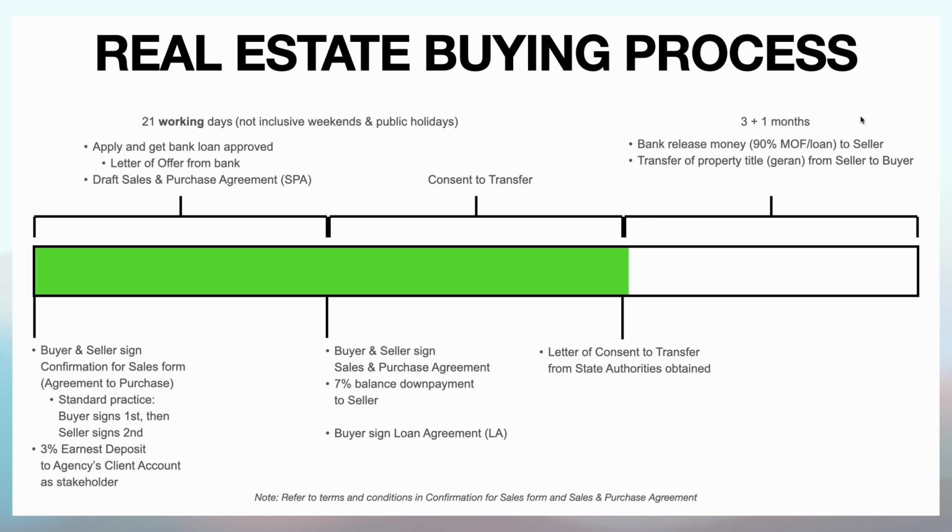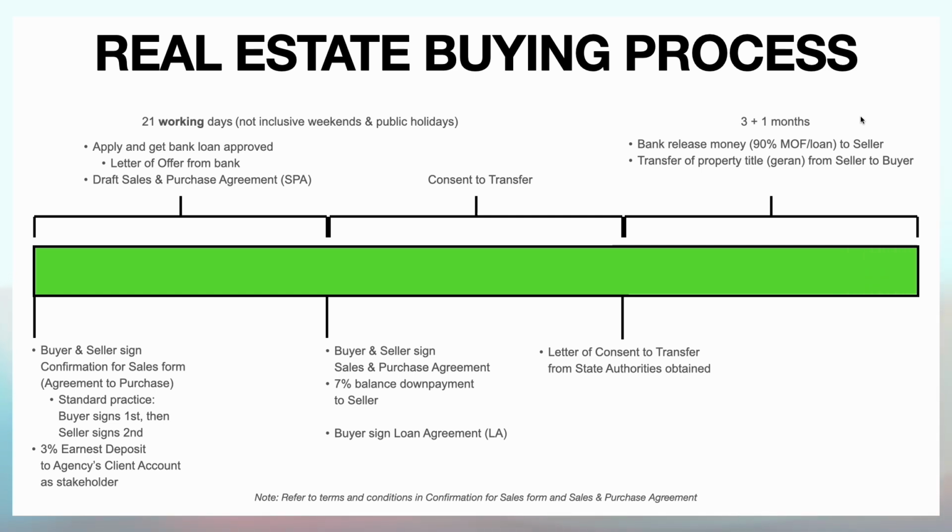So within 3 months, the bank has to release the money to the seller and the property title be transferred to the buyer. If these are not done within 3 months, there's an extra 1 month grace period and it is interest free in the event there's any penalty involved. So this 3 plus 1 month is a standard time frame guideline. If you are not sure about this part, always consult your lawyer and refer back to the clauses in your sales and purchase agreement.